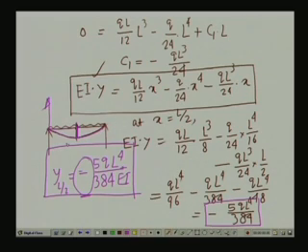This is the y at L by 2. So, it goes from 0 here, goes to L by 2, and from here again it goes here. So, the value here, which we call the maximum displacement delta max, equals 5 q L 4 by 384 E I.